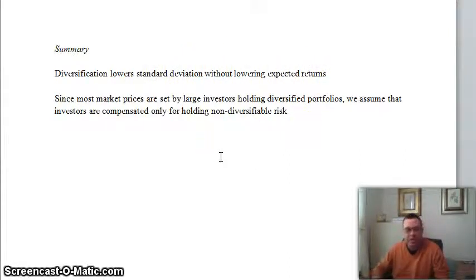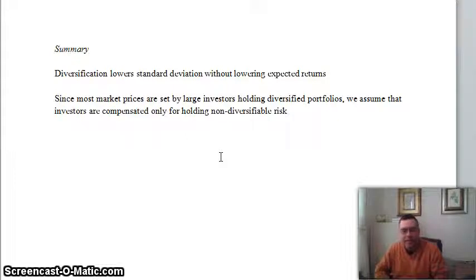And then the implication is, if you can remove risk without removing expected returns, then if we assume that all our investors that are setting market prices are large investors that hold diversified portfolios, they're going to take advantage of all those diversification benefits automatically because they have large portfolios that are well diversified. If that's true, then they're not going to care about risks that can be diversified away. They're only going to care about risks that can't be diversified away, non-diversifiable risk.